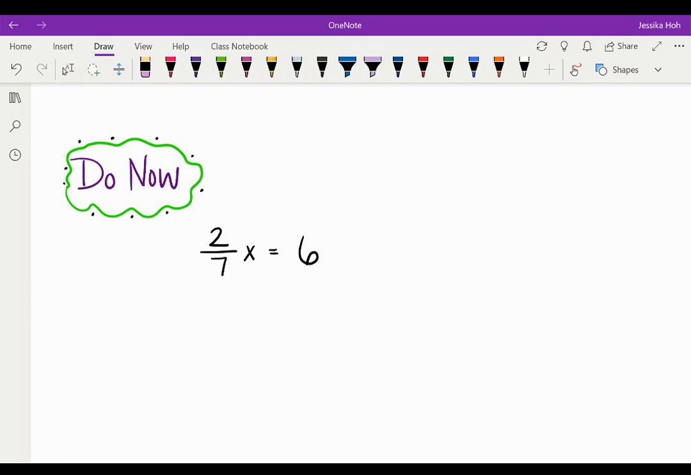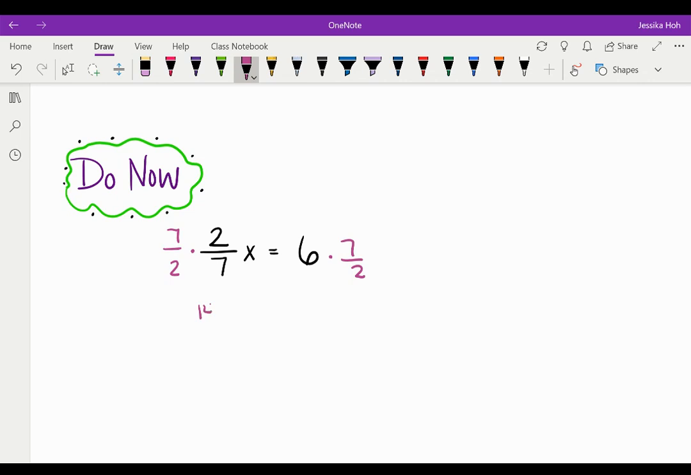And I'm using this do now from 2 weeks ago from our little quiz that we took. This is one that some of us struggled on, so I wanted to redo it so everyone could see. So I have 2 over 7x equals 6. So I have a division problem, so I need to find the inverse operation, which would be multiplication. So I need to multiply both sides by its reciprocal. So I'm going to multiply both sides by 7 over 2.